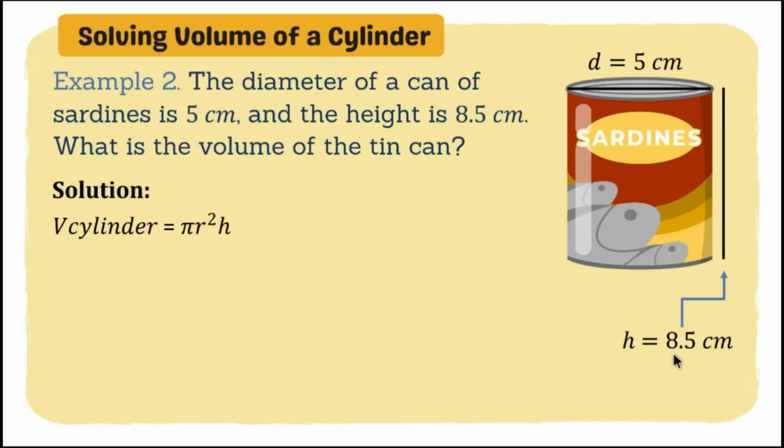So, in our solution, we will still be using the formula volume is equal to pi r squared times height. However, we need to find the measurement of the radius. Remember, radius is just half of the diameter. So, all you have to do is to divide the diameter by 2. So, d divided by 2. Our diameter is 5 cm. Therefore, you just divide 5 by 2. Ang radius natin ay 2.5. Okay? Can we now have the formula substitution?